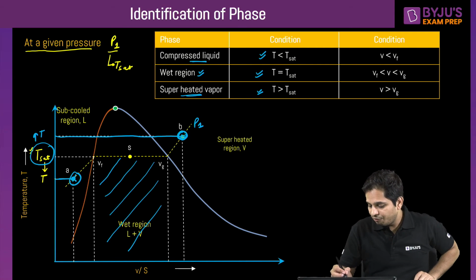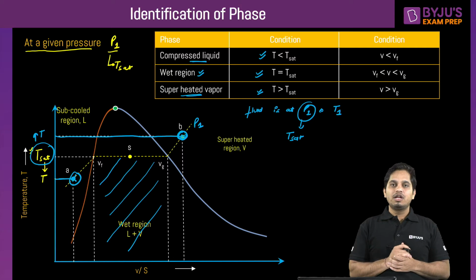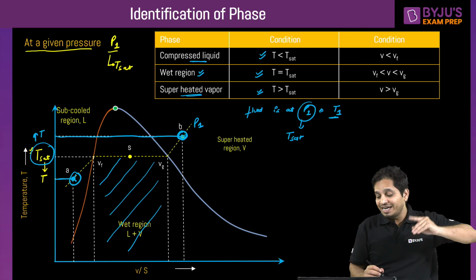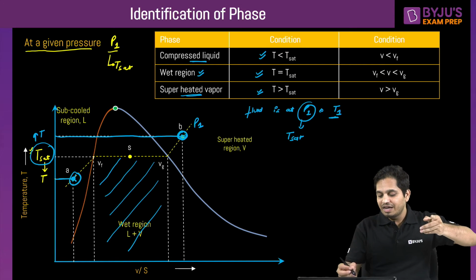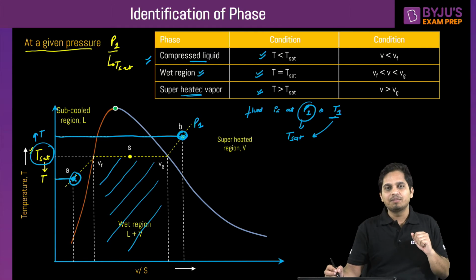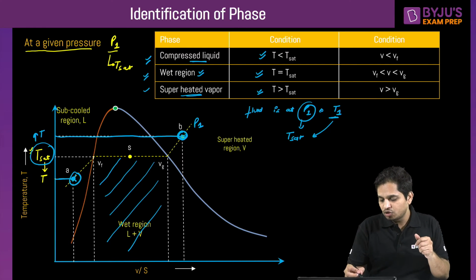Again, you will be given that a fluid is at P1 and T1. First you will find out what the T saturation is at this pressure. Now you will see: if T1 is less than T saturation, then it is compressed liquid. If T1 is equal to T saturation, then it is wet region. If T1 is greater than T saturation, then it is superheated region.